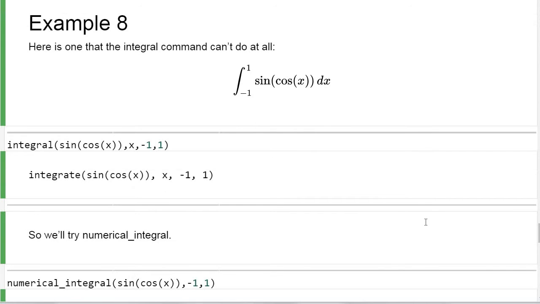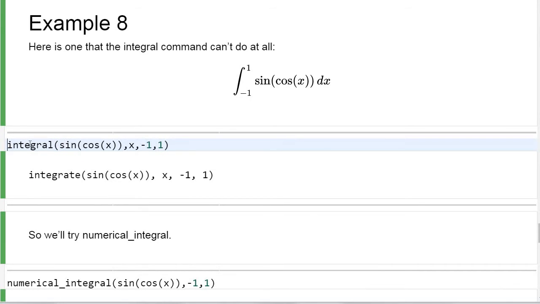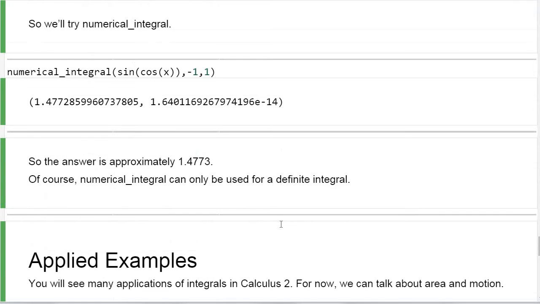Here's an example where the integral command simply can't do anything. Sine of cosine of x, fairly simple function. I mean, these are elementary functions composed together, but when you try to do that integral, it just says integrate this. Integrate is an alternative command for integral. So you could do integrate, integral, those are the same command. So basically the output is the same as the input. It did nothing. Numerical integral, however, can handle this.